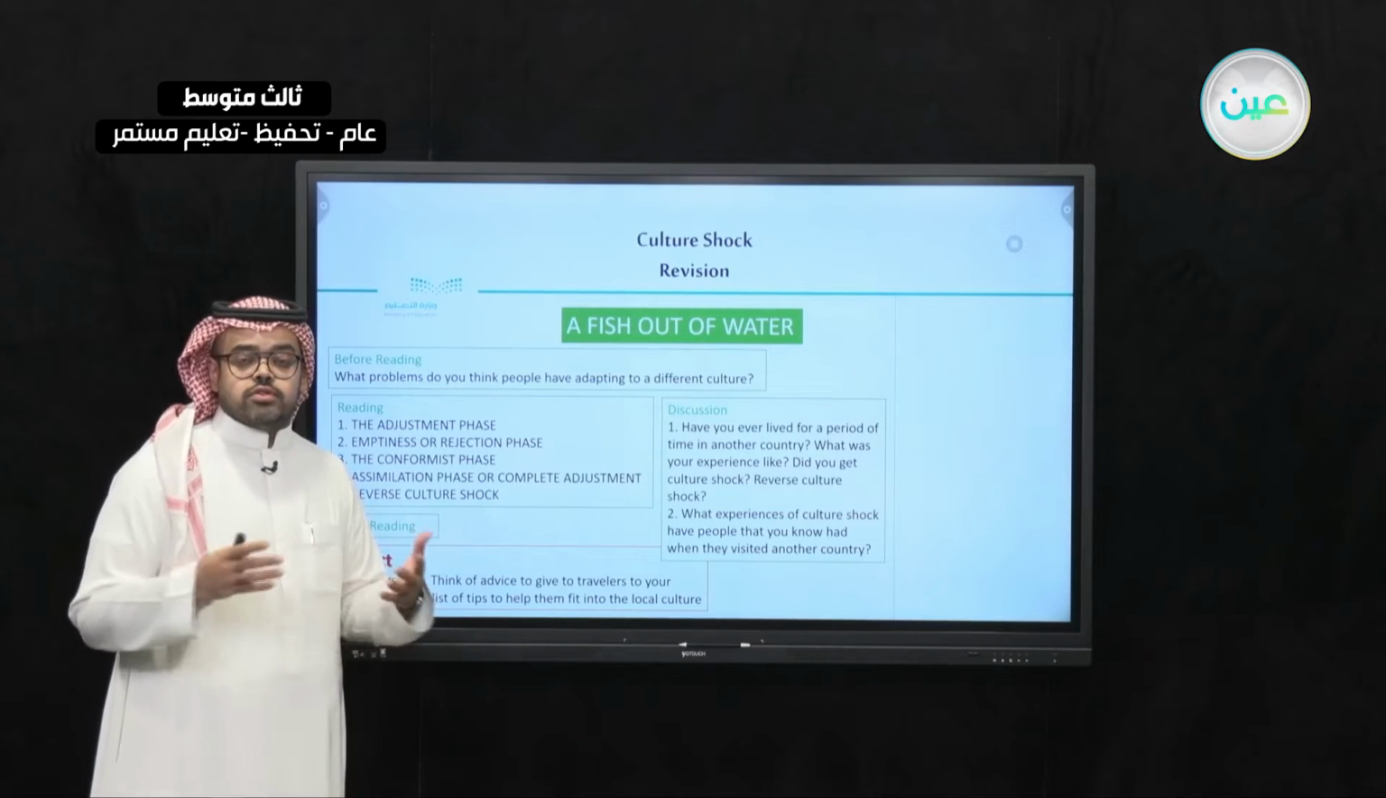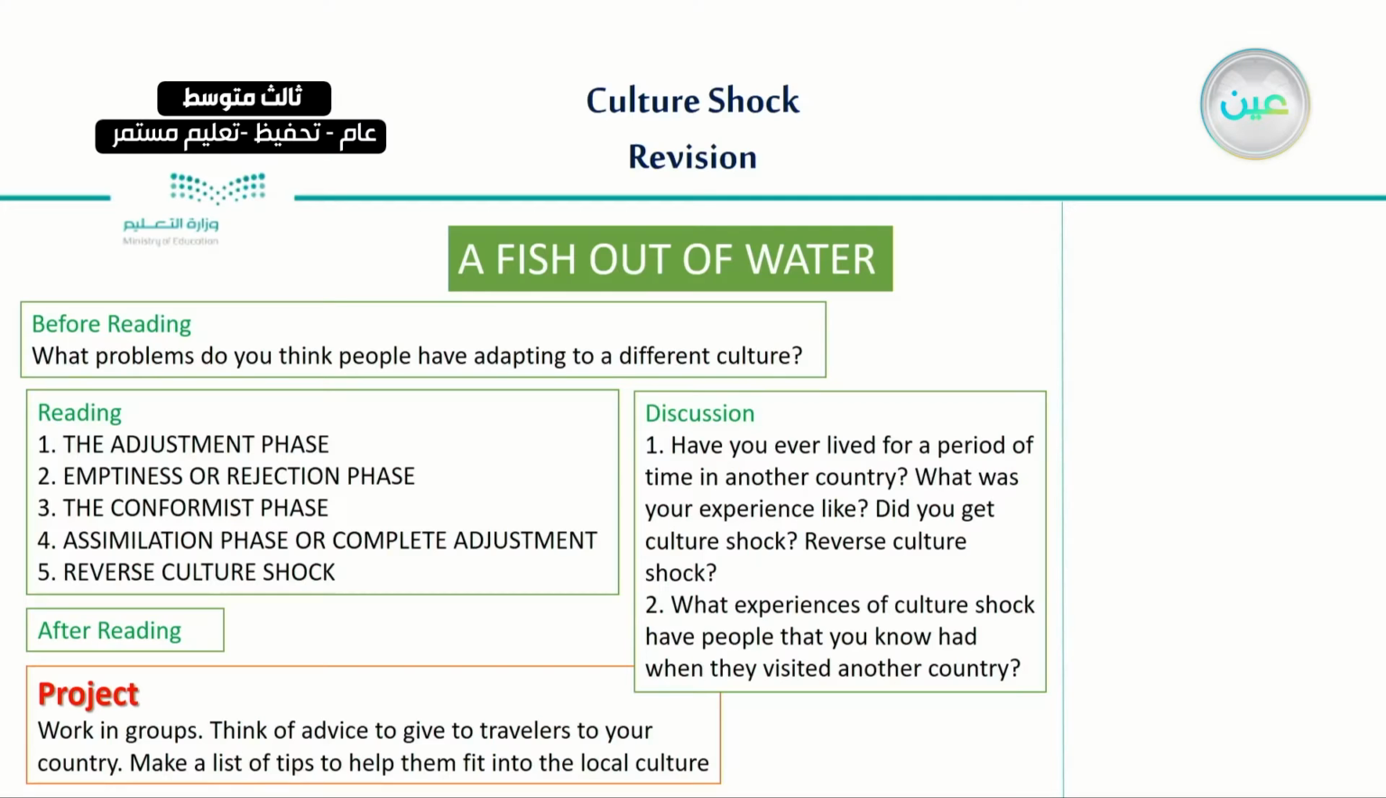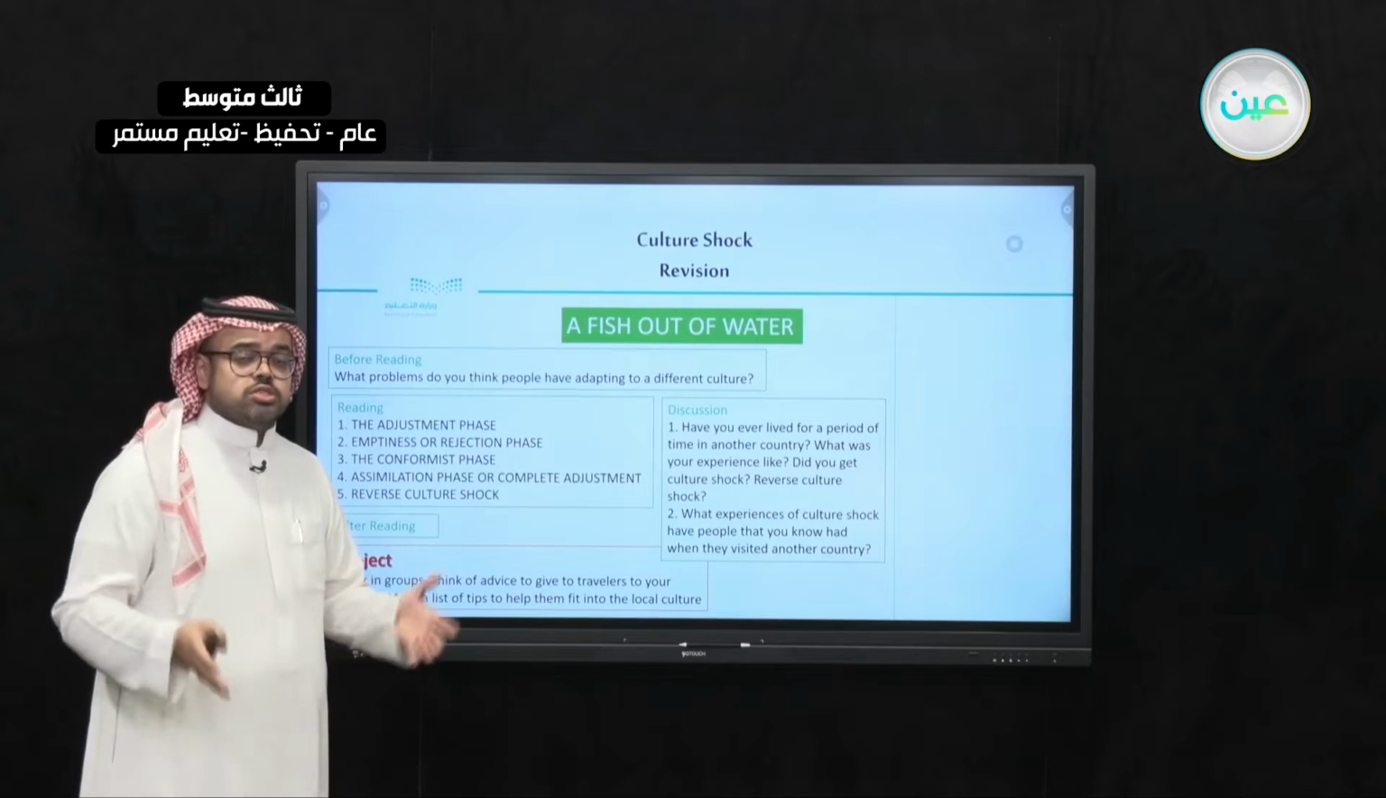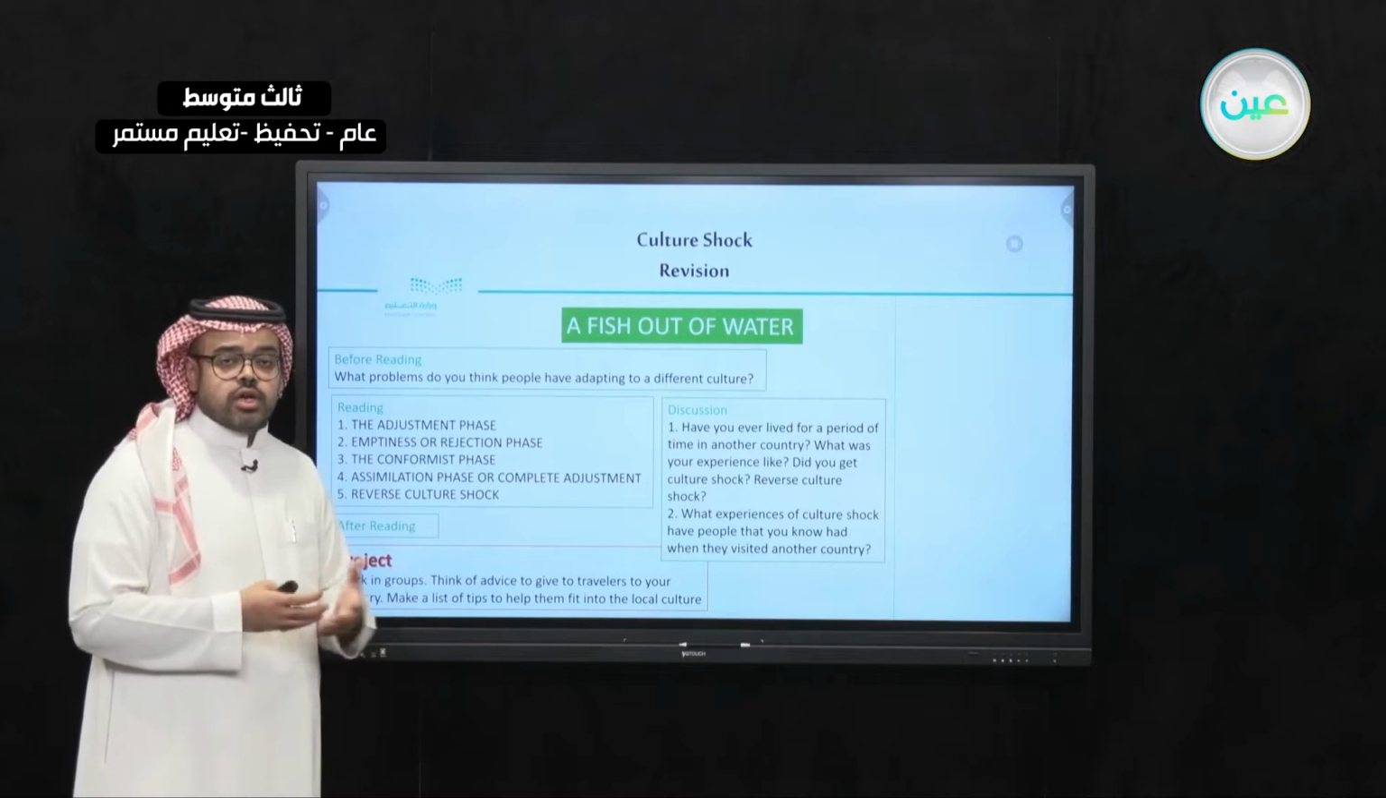We also divided these stages into 5 different stages. The first one was the adjustment phase, where we said that in that phase, people try to adapt as much as possible to the new experience they are having. Then the emptiness or rejection phase, the conformist phase, the assimilation phase or complete adjustment, and reverse culture shock. So these are the different phases and stages that we read about in our last lesson.